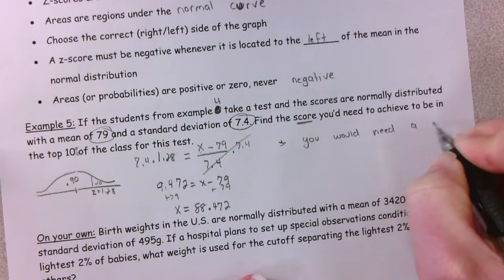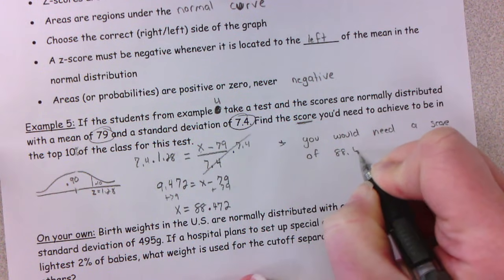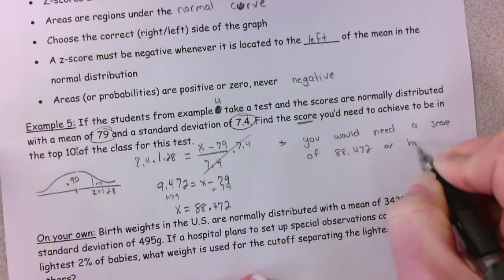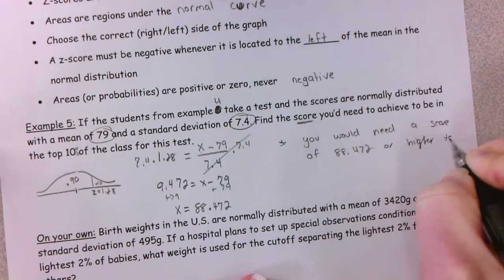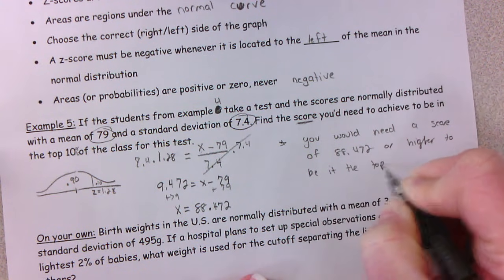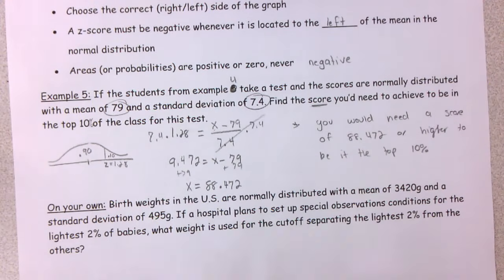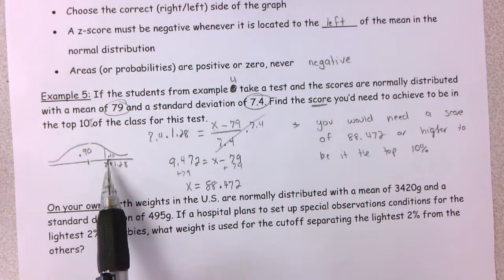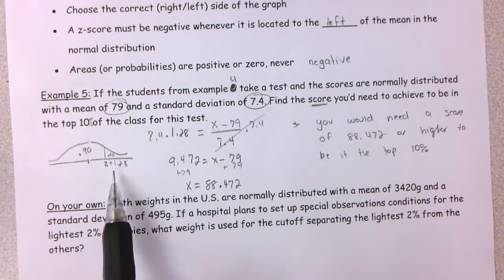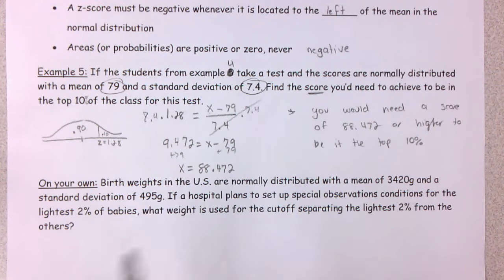Okay, so you would need a score of 88.472 or higher to be in the top 10%. Okay? So if you're in the top 10%, you are doing better than the lower 90%, and that z-score is 1.28. Then I can work my way backwards to get the actual score. Okay?